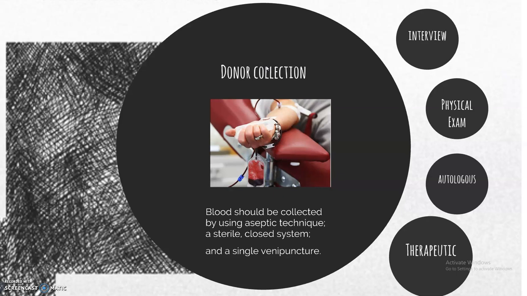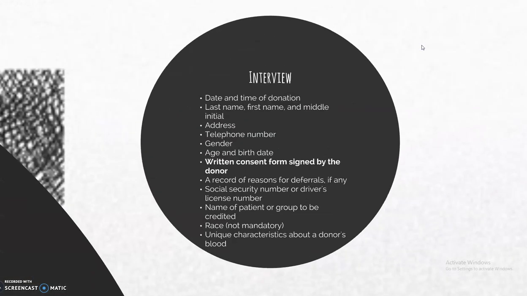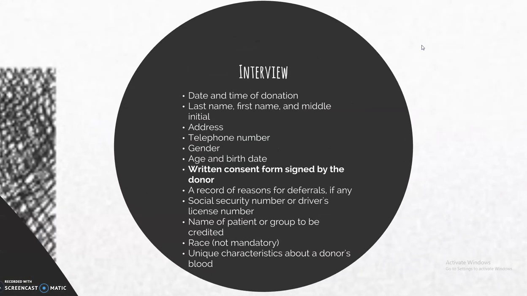Donor and therapeutic collection. Donor collection: blood should be collected by using an aseptic technique, a sterile closed system, and a single venipuncture. So your book goes into detail about the interview, date and time of donation. Last, we do need a written consent form signed by the donor, and I will have you just review this on your own. It also can be found in your textbook on page 500.